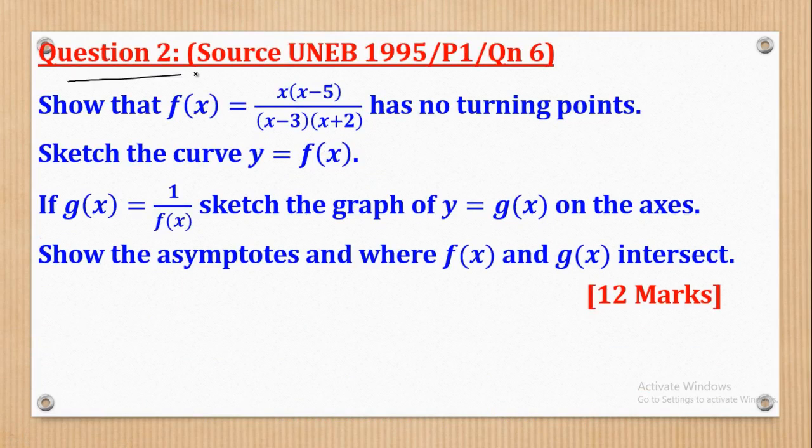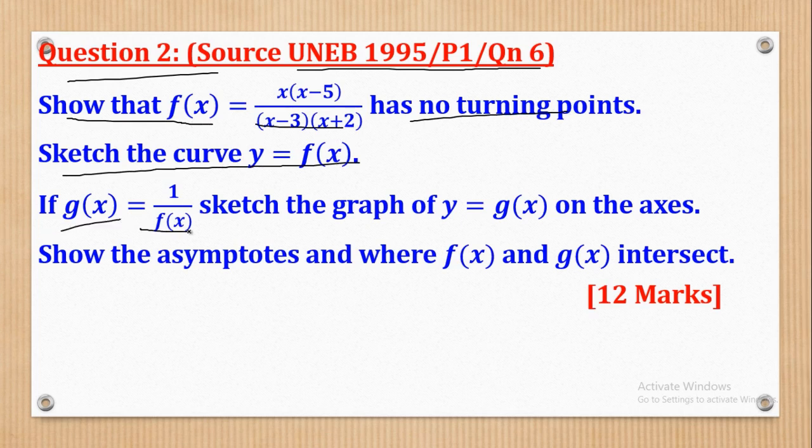So now we shall go to question 2, which came from UNEB 1995, paper 1, question 6, and says, show that f(x) equal to this has no turning points. Then sketch the curve. Then if g(x) is equal to the reciprocal of f(x), sketch the graph y equal to g(x) on the axis. Then show the asymptotes and where f(x) and g(x) intersect.